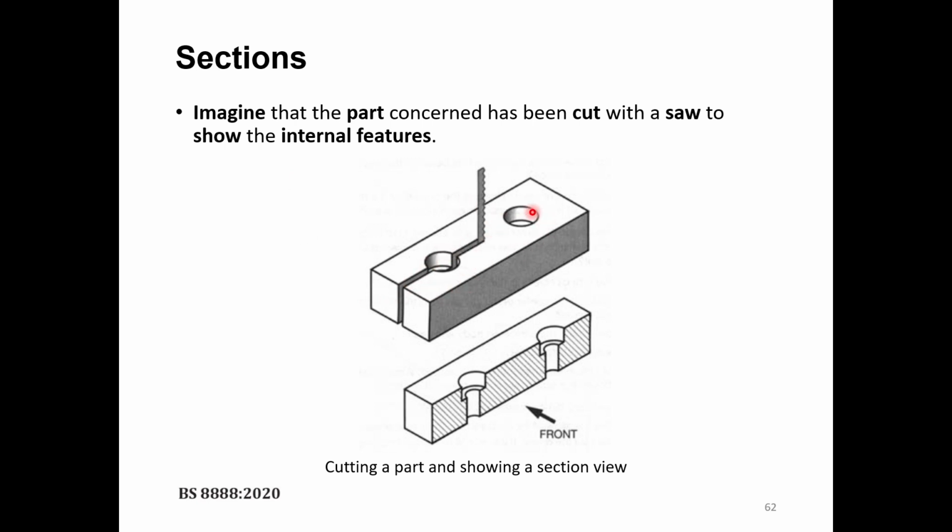Imagine here that we're going to cut through this part using a saw so that we can see the internal details of these two features. So after we imagine that we are cutting this component into two parts, we just imagine also that we remove this part here, and then we see only what is left. You are left with only the part at the back here. And then you look from the front here, and you can draw the view where you can see the details of those features.